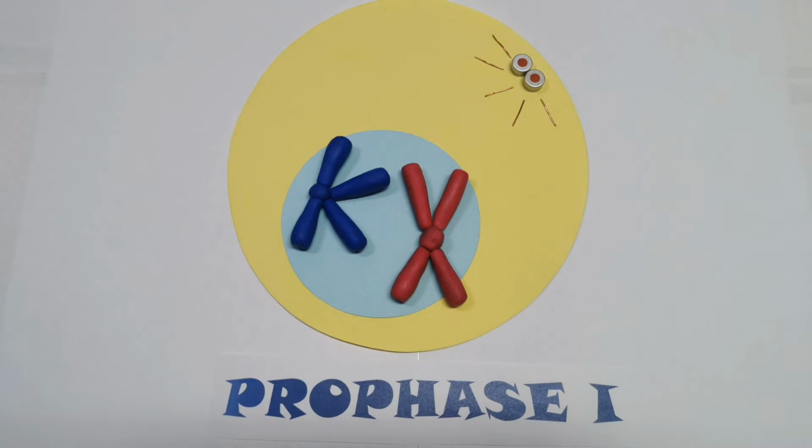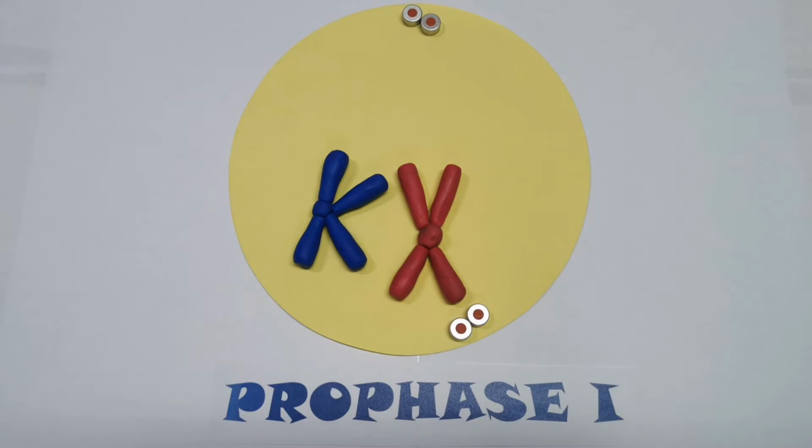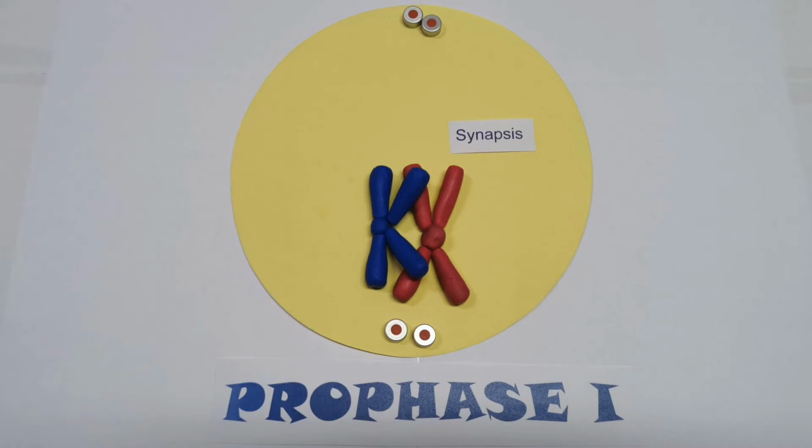During prophase 1, the nuclear membrane dissolves and the centrioles move to the poles. But something very strange happens with the homologous pairs of chromosomes. The duplicated homologous chromosomes are called a tetrad. And when the tetrad pairs up, it's called synapsis.